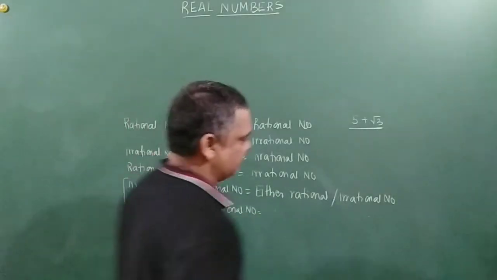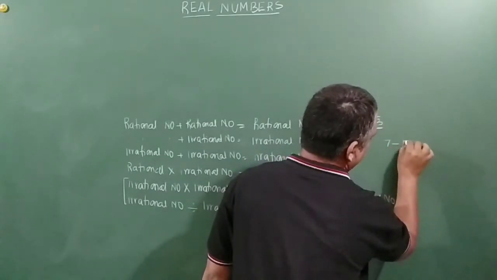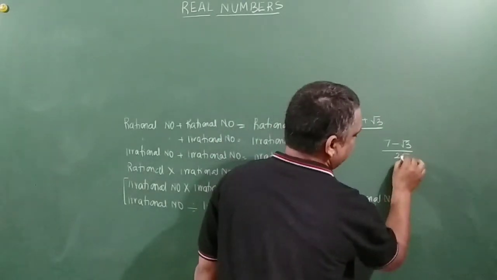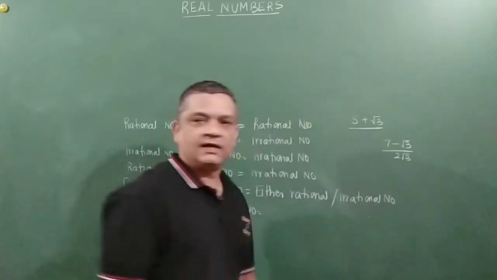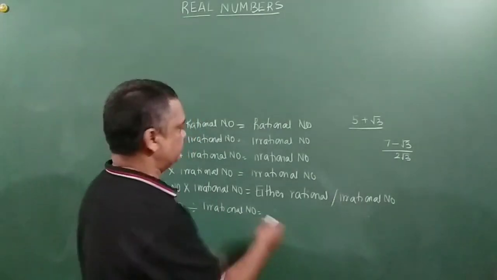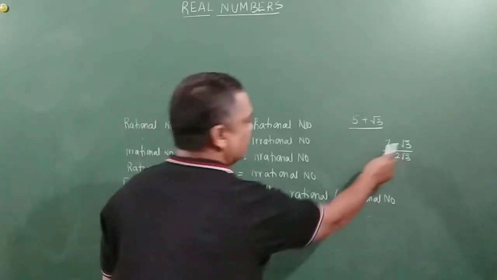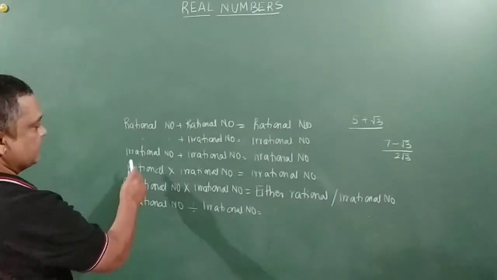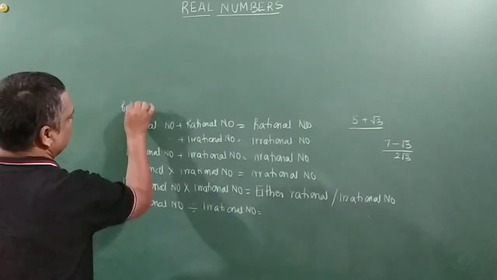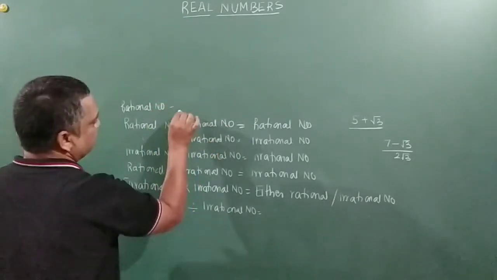Tomorrow in the examination, let us say it comes 7 minus root 3 divided by 2 root 3. What is it? Is it an irrational number or a rational number? Right? So, you see here 7 minus root 3. That is rational minus irrational. Rational minus irrational, have I done it? No, let us do it here. Actually, it's the same thing. So, I skipped it.